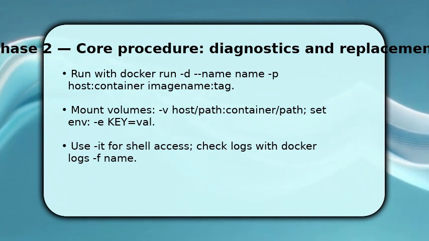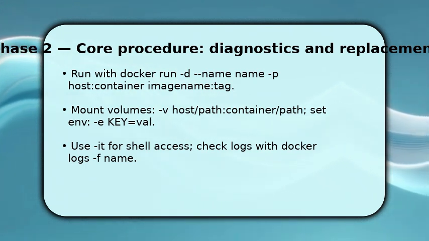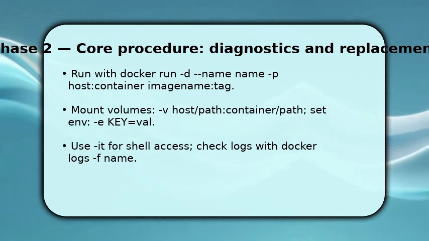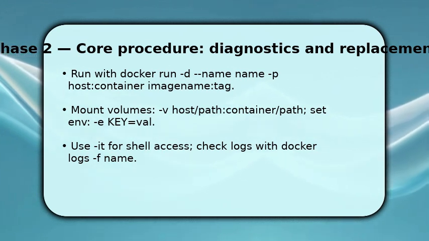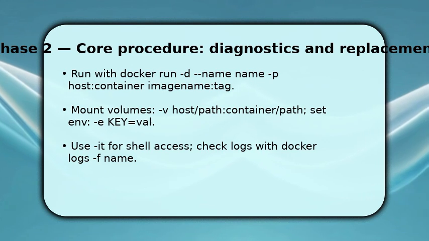Choose detached mode for background services and interactive mode when you need to debug with a shell. Once running, follow logs with docker logs -f and execute commands inside with docker exec. These let you confirm behavior and iterate quickly.